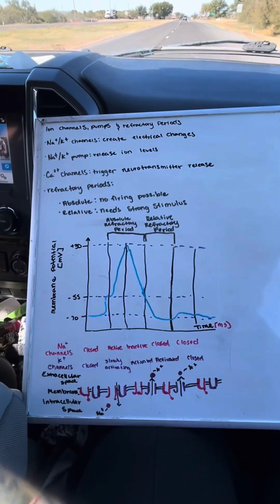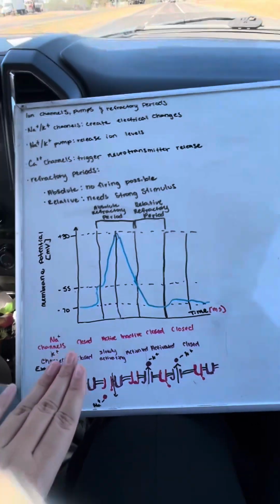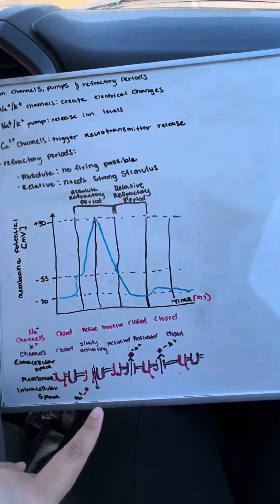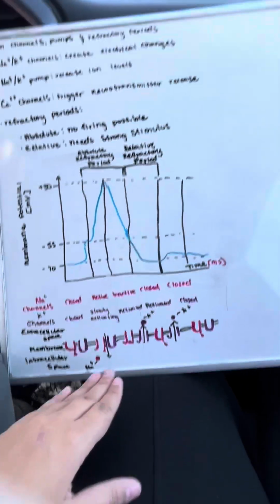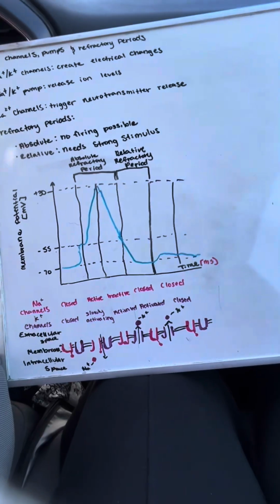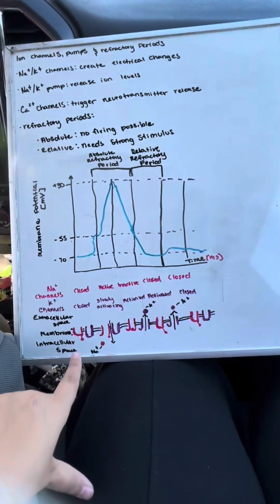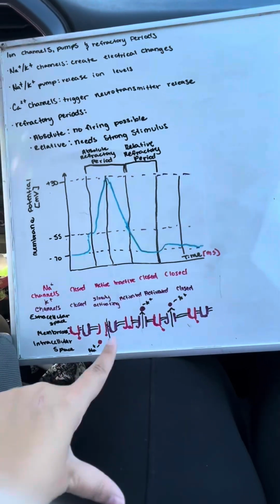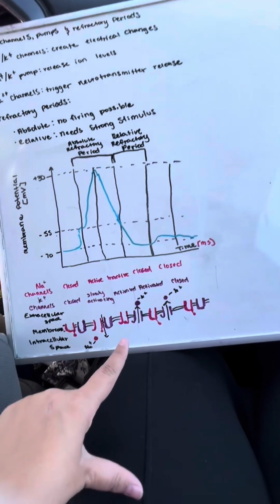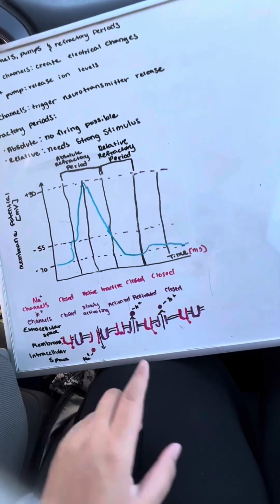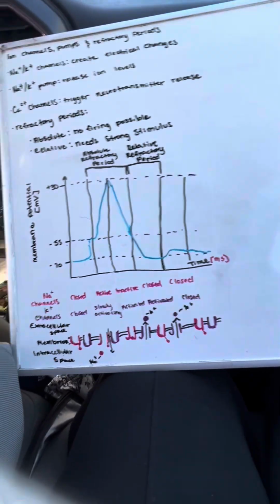So down here, I included a graph that shows the absolute refractory period and the relative refractory period. And then I included a little image at the bottom that shows how the Na+ channels and the K+ channels work, showing how these are closed, then activated and slowly activating, inactive, while the other one is closed and activated, and then closed and closed.